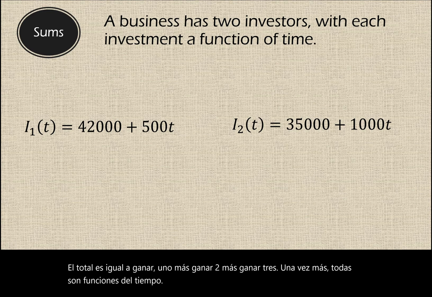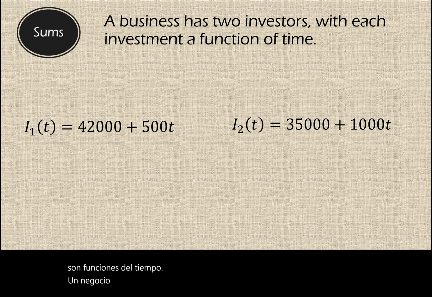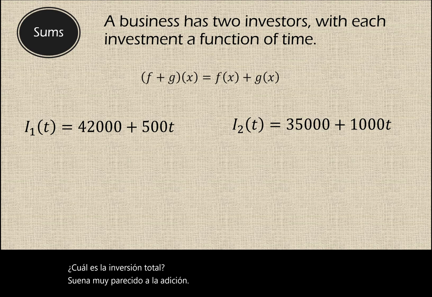A business has 2 investors, each investment being a function of time. So like the last example, something to consider might be, what is the total investment for the business? Which sounds a lot like addition. So with our function notation, we would have f plus g of x, or f of x plus g of x.